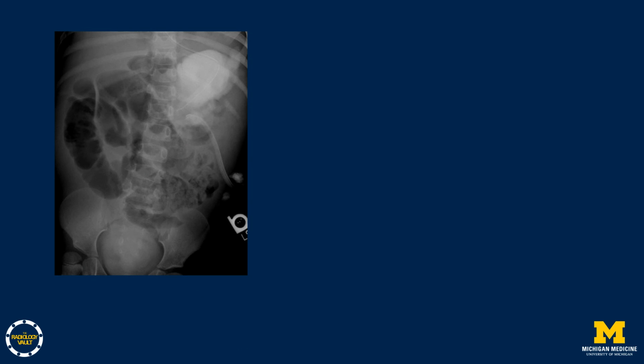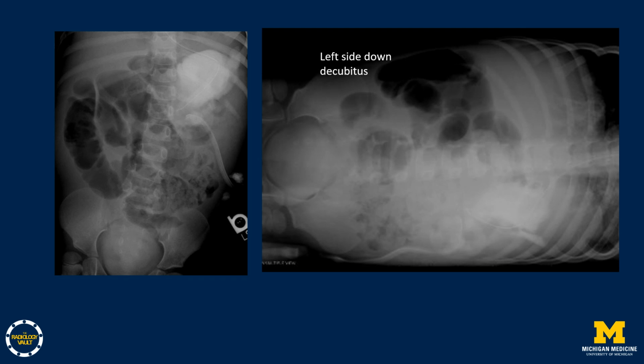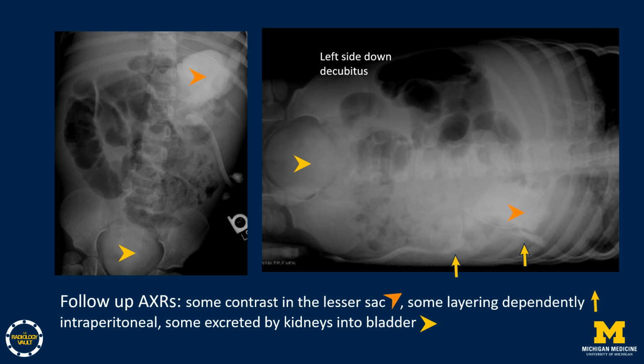On follow-up abdominal radiographs, some contrast is present in the left upper quadrant and some in the bladder. On decubitus, contrast layers dependently. This is intraperitoneal contrast, which was partially absorbed and excreted by the kidneys into the bladder. The left upper quadrant contrast was probably in the lesser sac.